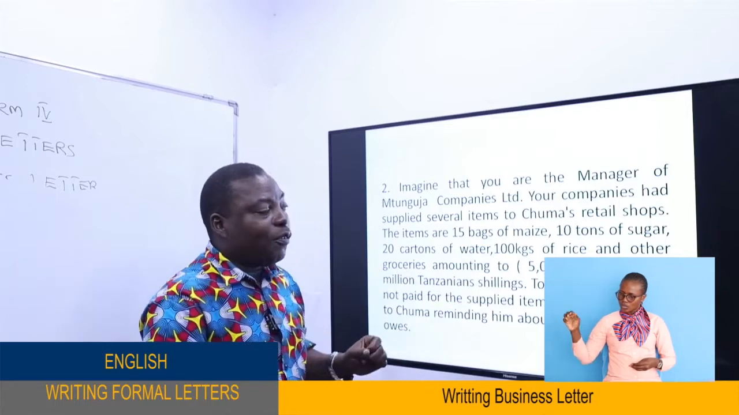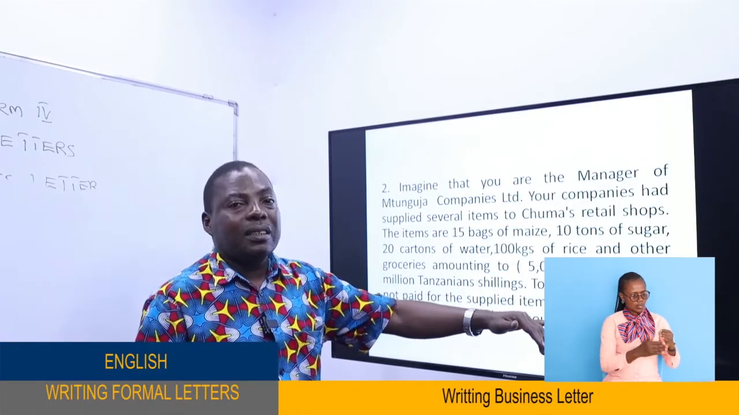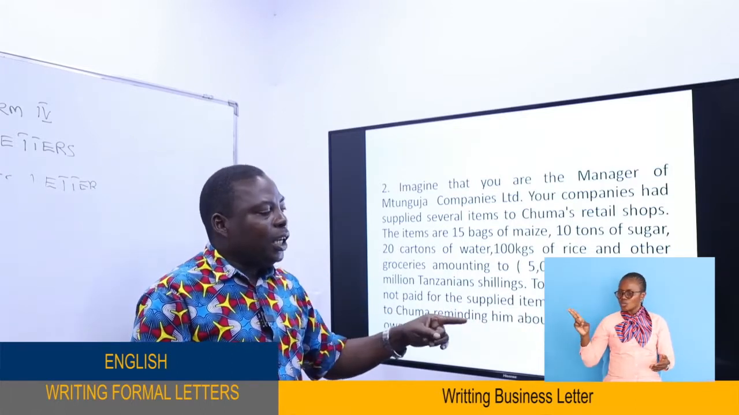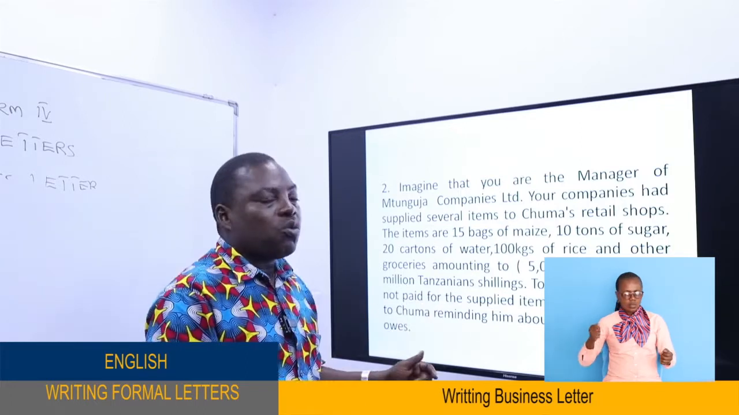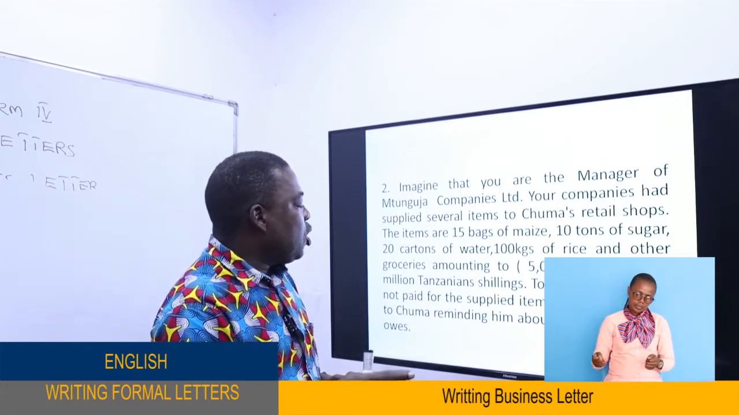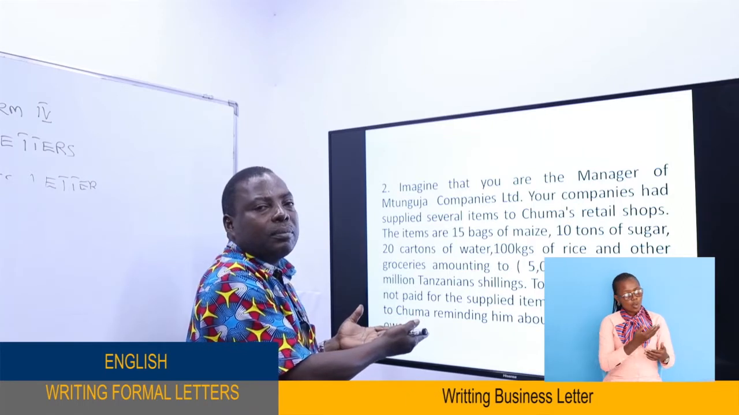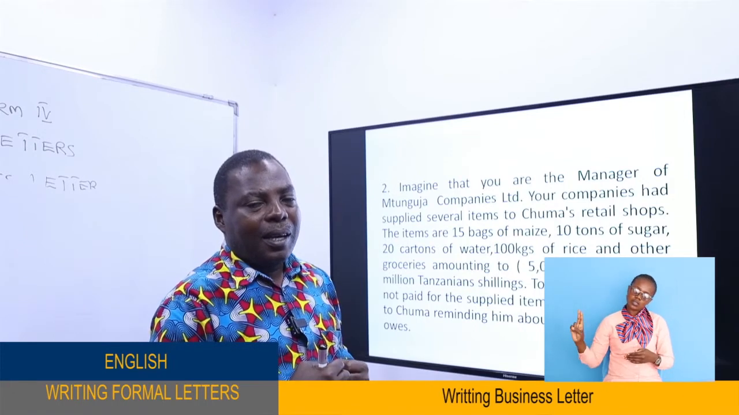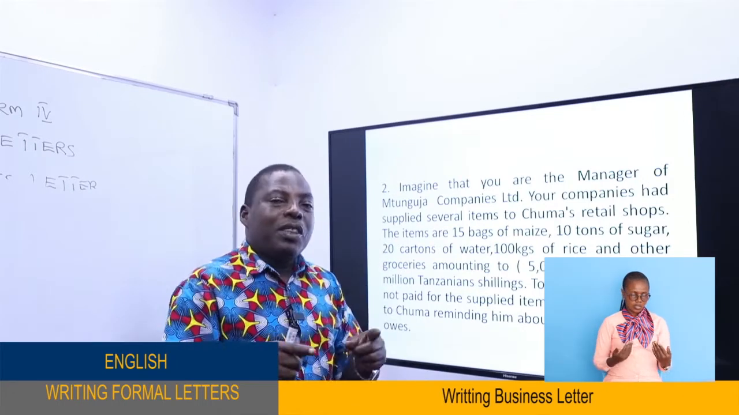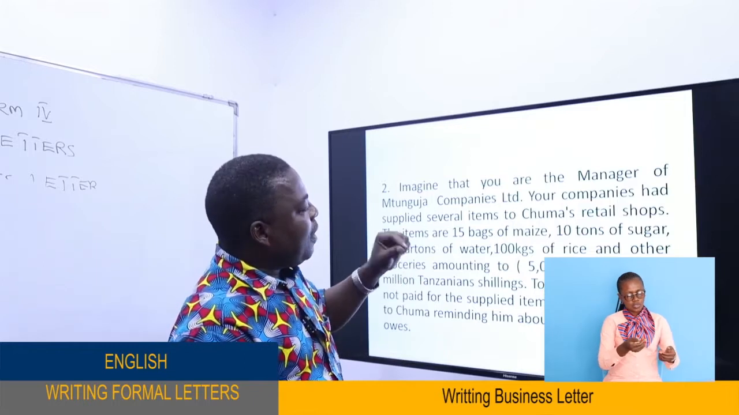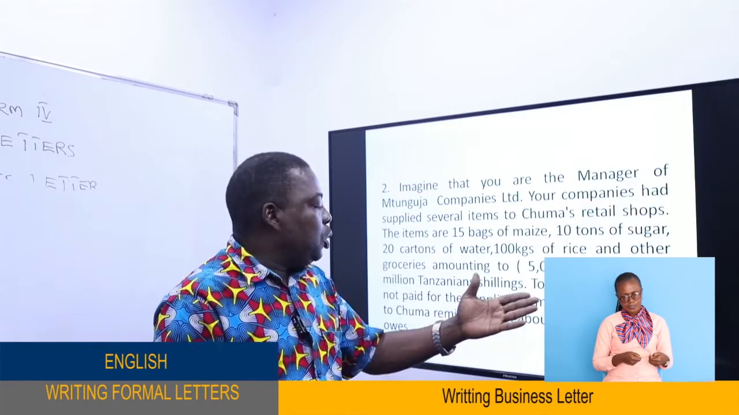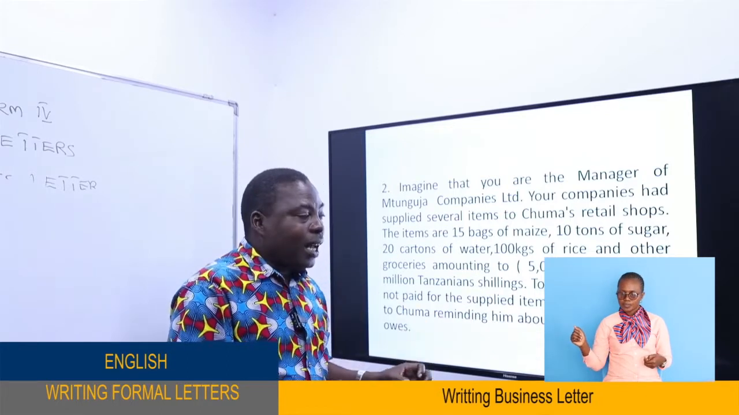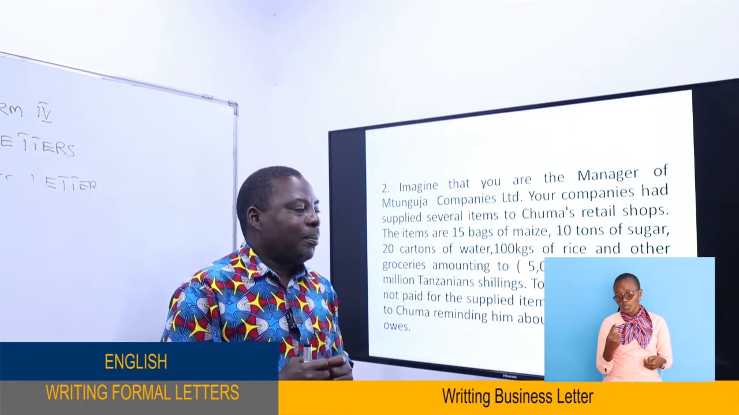And you had the rest of the other information, but when it comes to the last sentence, where it reads, write the letter to Chuma, reminding him about the debt that he owes. So the letter goes to whom? Goes to Chuma, the one who received the items. And so what could be the receiver's address? We talk about the receiver's address. The letter should be written to Chuma. So that means Chuma would be the one who is going to receive the letter.